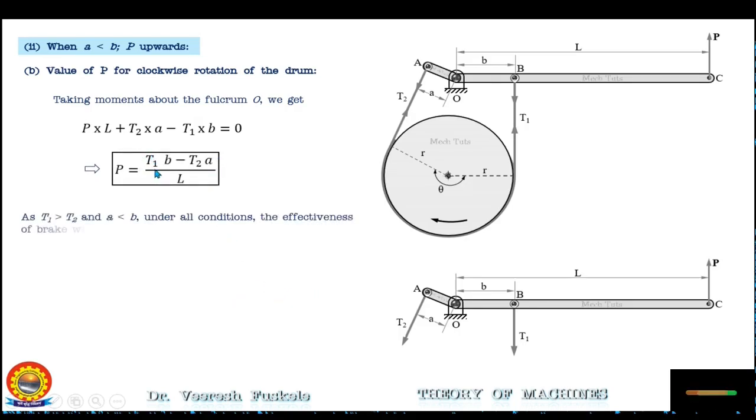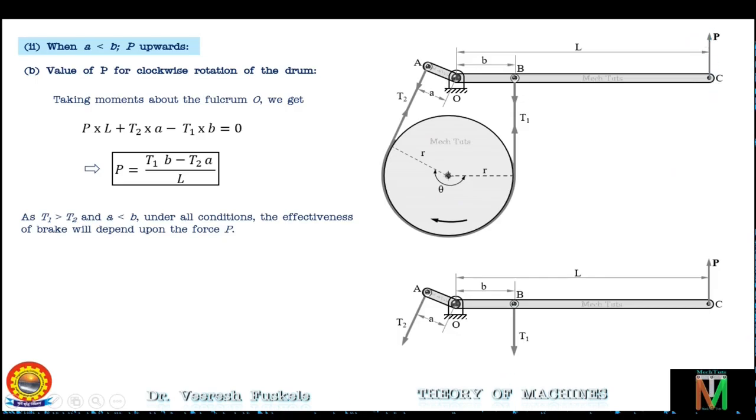Now as T1 is greater than T2 and also B is greater than A, or A is less than B, then under all conditions P will always be positive. So under all conditions the effectiveness of the brake will depend upon the force P. So these are the various cases of differential band brake, and depending on the values of A and B you have the value of P, and accordingly the effectiveness of the brake depends on the values of A and B and also on the direction of rotation of the drum and the direction of application of the force P.